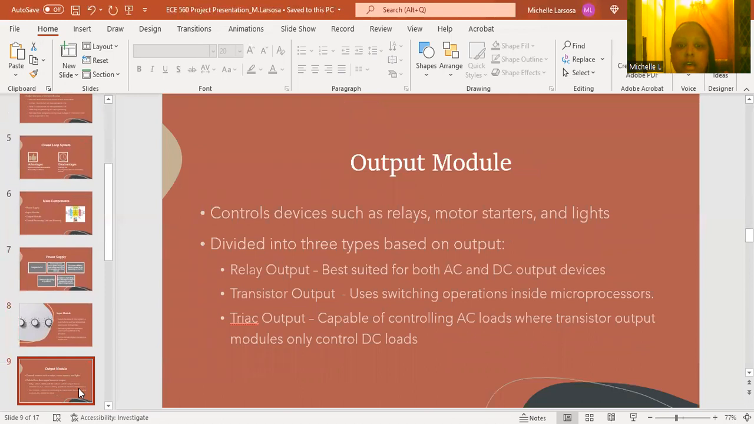Output modules. The output module control devices consist of relays, motor starters, and lights. So again, for something like the traffic lights, we see red, yellow, green. Those are the output modules. So all of the controls that are inside of that system are able to then produce and decide whether the light is going to turn red, yellow, or green, or rather green, yellow, and red.